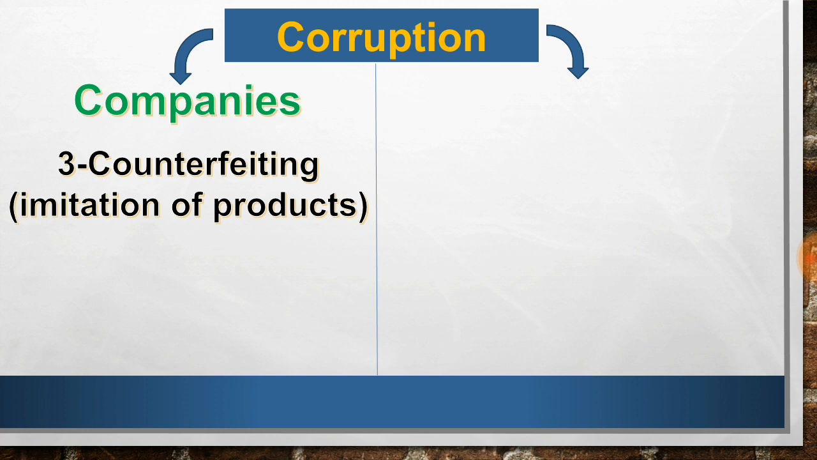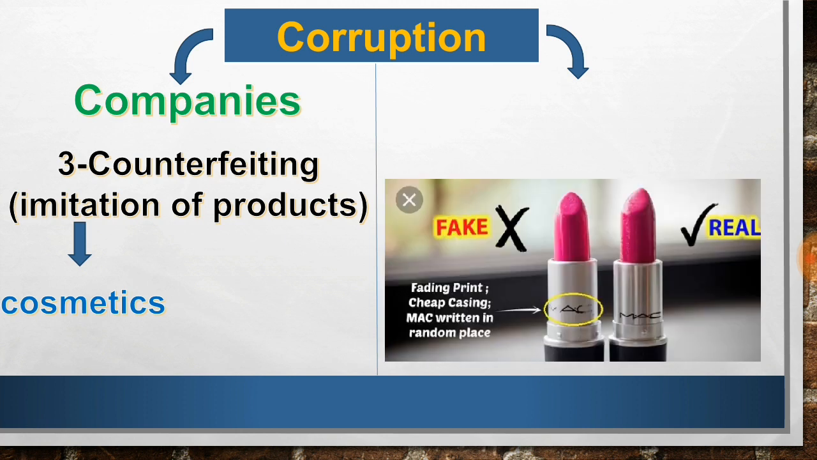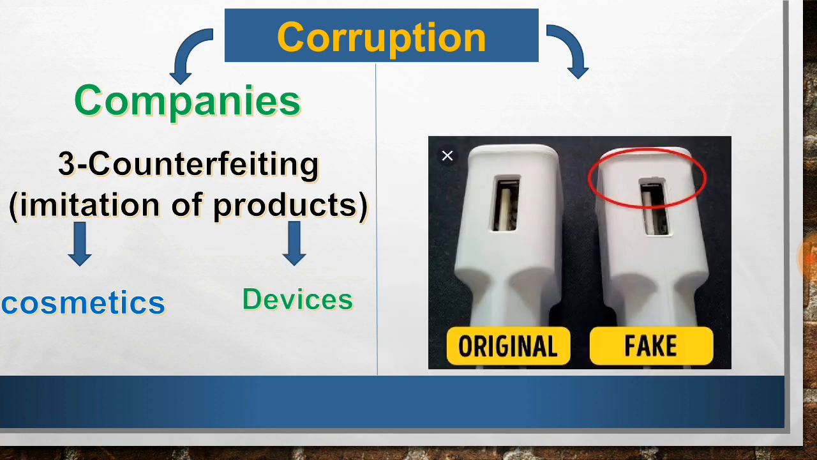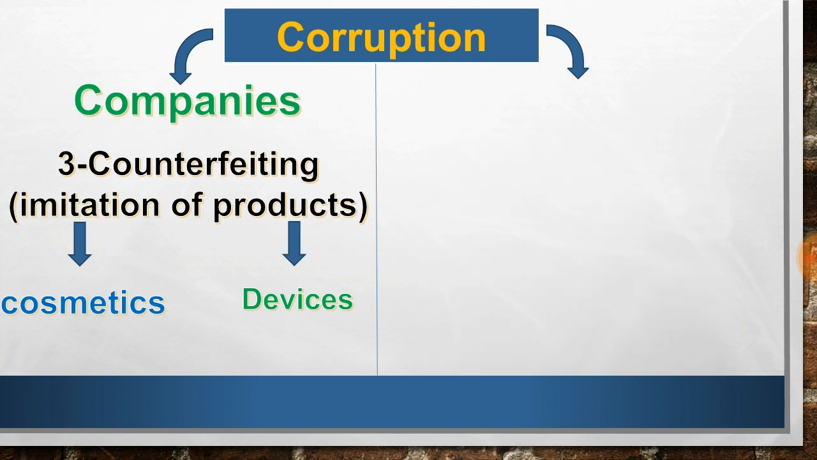So if a company deals in counterfeiting, it means it is a corrupt company. For example, a company can counterfeit cosmetics and also it can counterfeit devices. Counterfeiting is also considered harmful and dangerous for the health of individuals. For example, fake cosmetics may cause skin cancer, they may cause allergy, and fake devices have a lot of drawbacks. For example, they don't last for a long time, they have bad quality, etc.